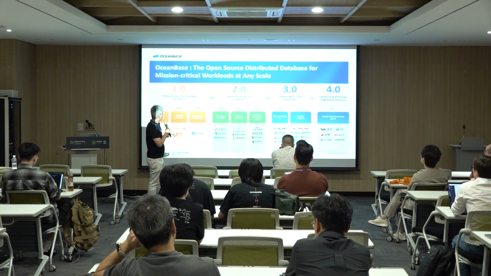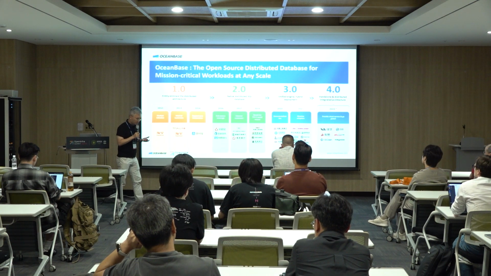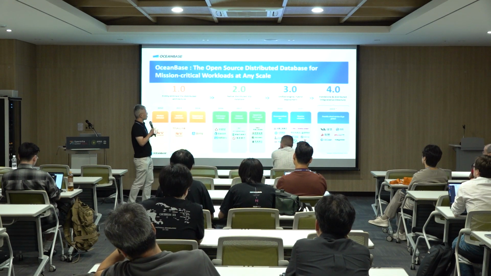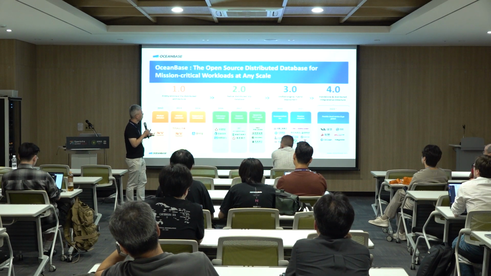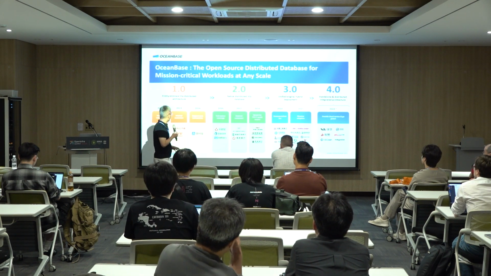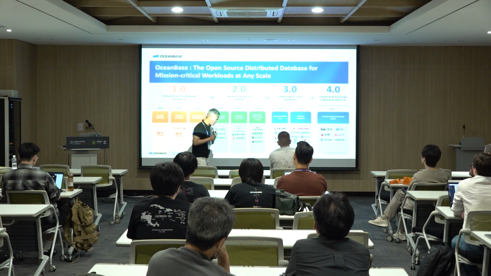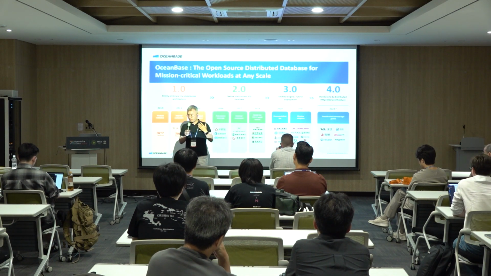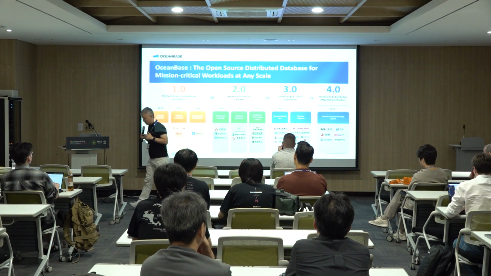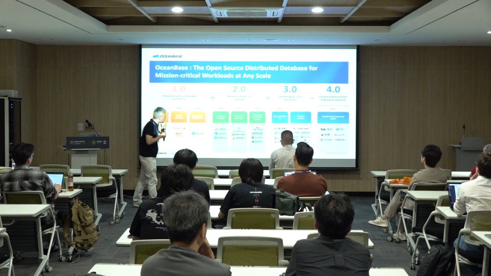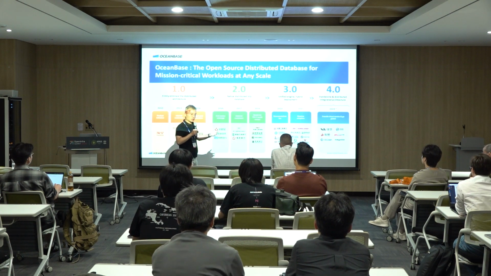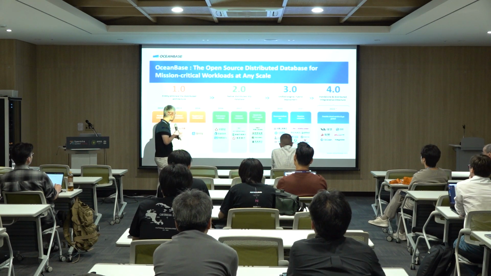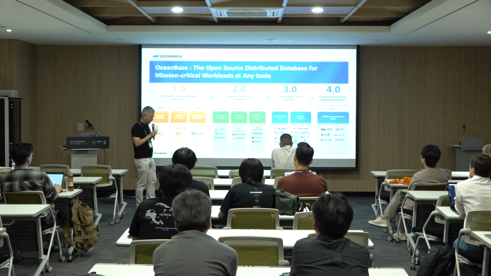So, according to the above description, maybe we have a basic understanding of OceanBase. OceanBase is an open source distributed database for mission critical workloads at any scale. The lower part is about the history of OceanBase. In fact, it has 14 years of history. The history is fascinating, but I have no time to show a lot of history details. Here are several key points.